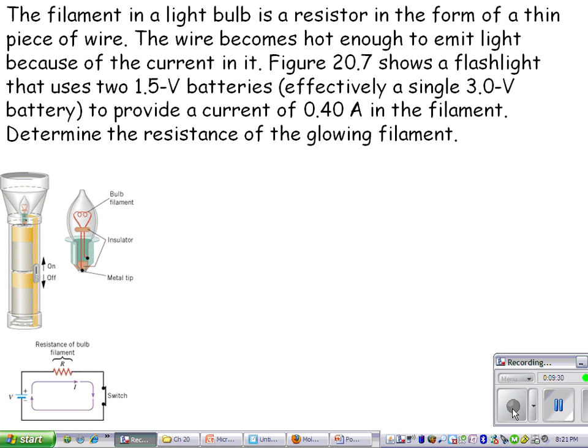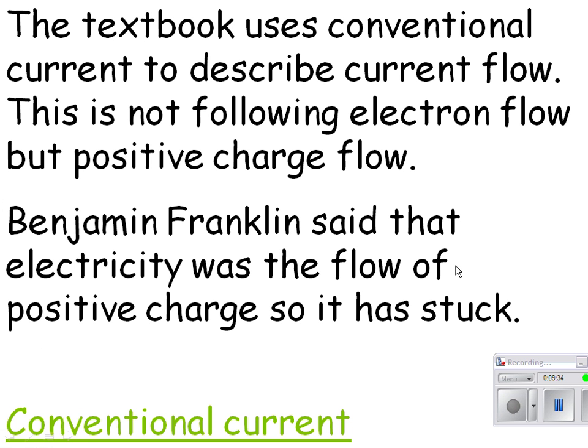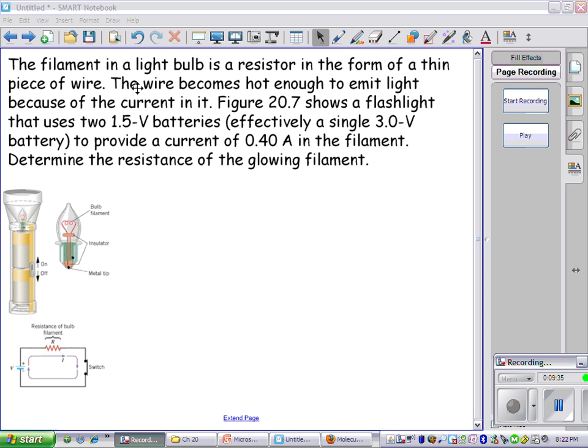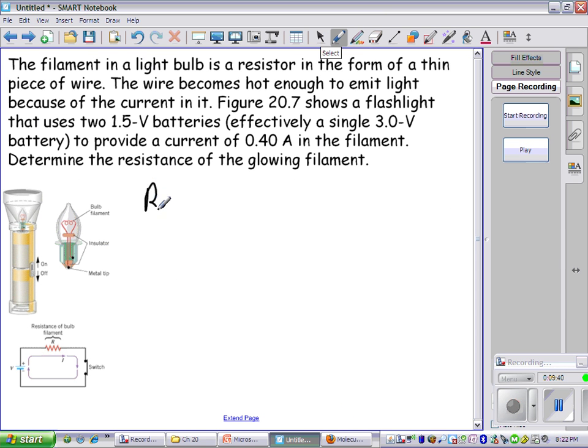So what we'll do is we'll use the equation, Ohm's law. And so we'll write that equation down right here. R equals V over I. And we'll go ahead and plug in our values. We have 3 volts and 0.4 amps. So that then gives us a resistance of 7.5, and the units there are ohms.